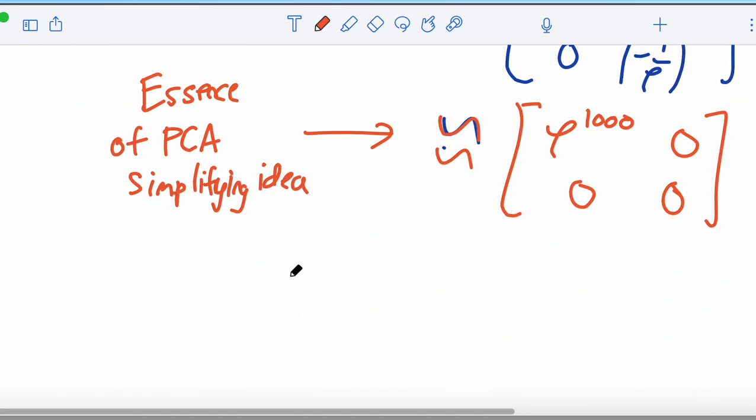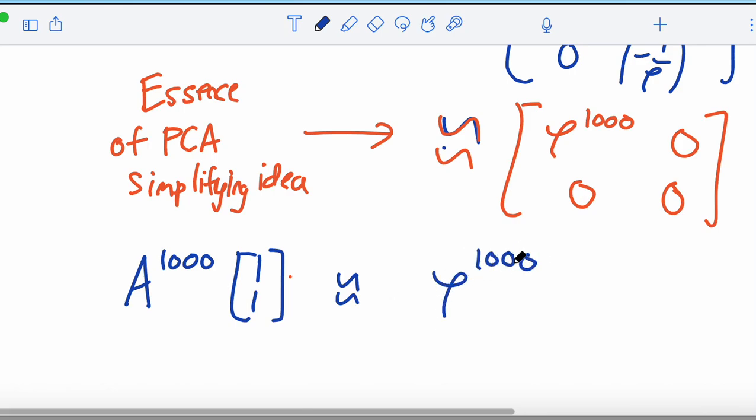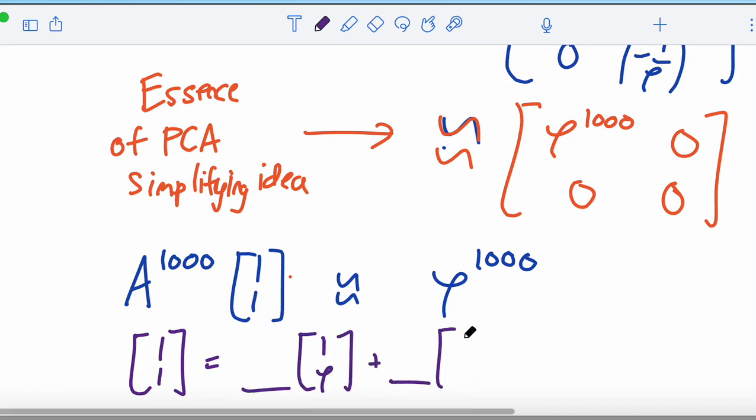So what this is saying is that the 1,000th Fibonacci number, so you want to do A to the 1,000 applied to 1, 1, this is essentially phi to the 1,000. Except, remember, to make it work, you can't look at the vectors in their original representation 1, 1. You have to look at the representation as a linear combination of the two eigenvectors. So you have to write the vector 1, 1 as something times 1, phi plus something else times 1, minus 1 over phi. You have to write it in the right basis.